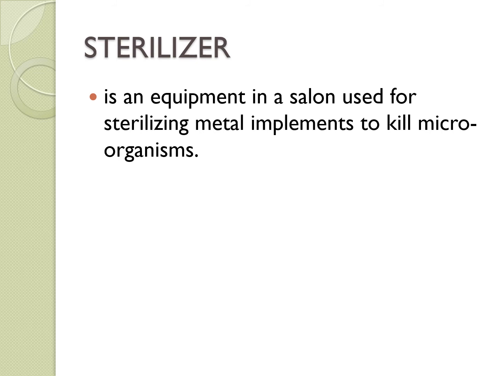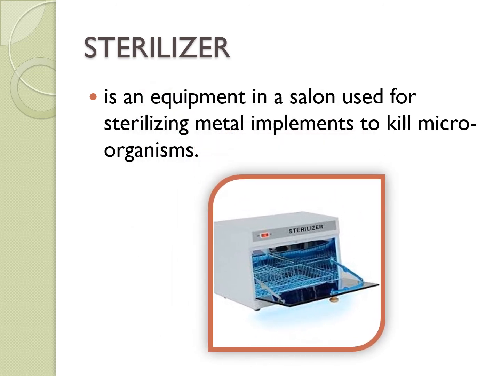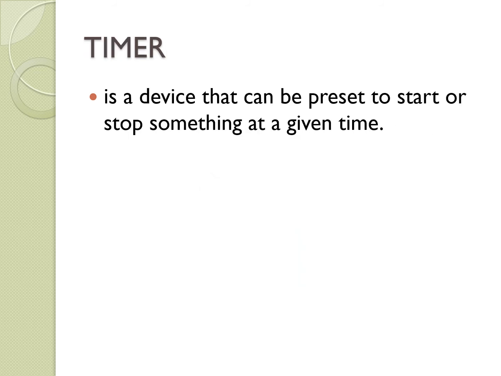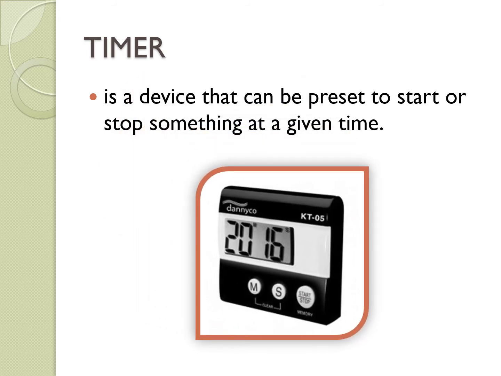Next will be the sterilizer. It is an equipment in a salon used for sterilizing metal implements to kill microorganisms. Right, even in nail care, they have a sterilizer. And last but not the least, equipment in nail care services is the timer. It is a device that can be preset to start or stop something at a given time. Yes, they have the timer as well.